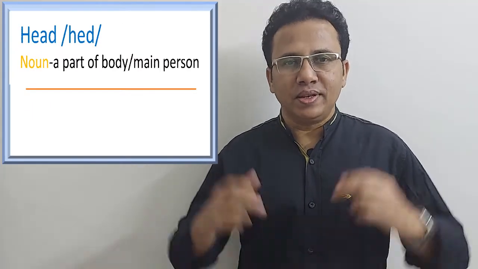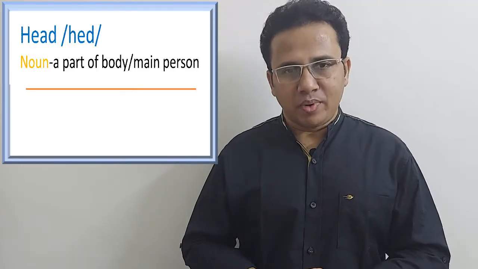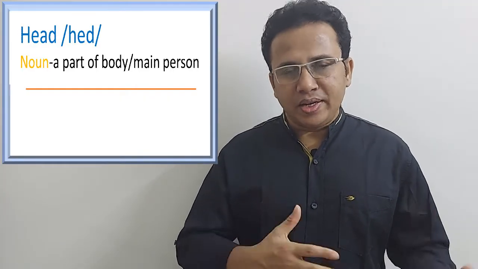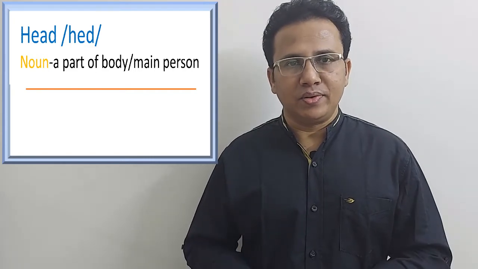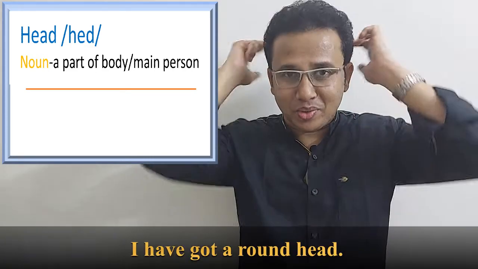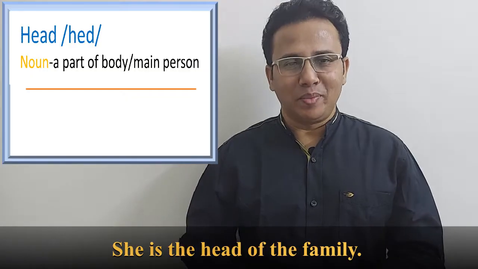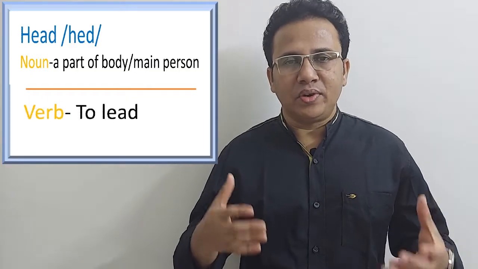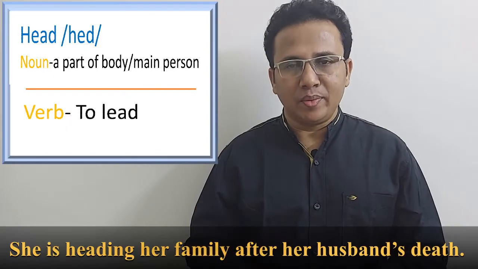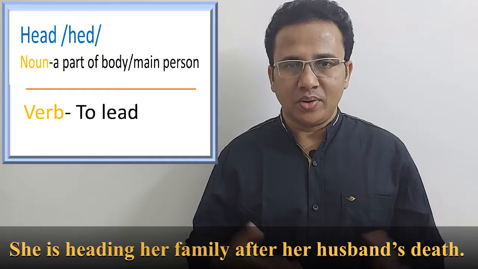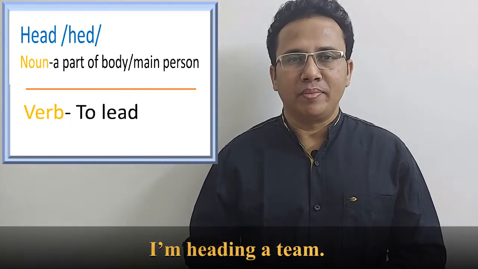Our next word is head. It's a part of our body and it's noun. Head can also refer to the main person or the leader. Still, it's a noun. For example, I have got a round head. She is the head of the family. And when we use the word head as verb, it refers to lead. She is heading her family after her husband's death. Or I'm heading a team.